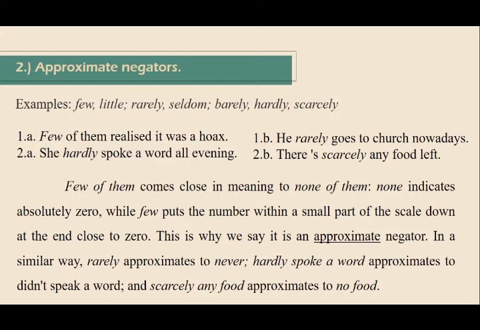Actually, few of them comes close in meaning to none of them, because none indicates absolutely zero, while few puts the number within a small part of the scale, down at the end close to zero. This is why we call it an approximate negator. In a similar way, rarely approximates to never, hardly spoke a word approximates to didn't speak a word, and scarcely any food approximates to no food.